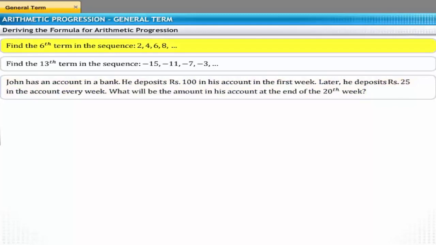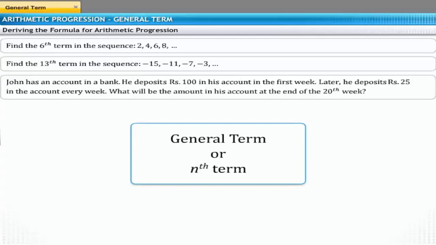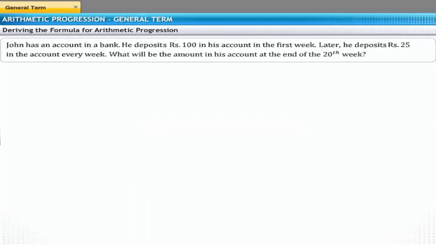It is easy to find the sixth term in the sequence in problem 1. However, problems 2 and 3 typically may take you a while to work out. To solve such problems quickly and easily, you can derive a formula to determine the general term, that is, the nth term or the last term in a sequence. Let us consider problem 3.